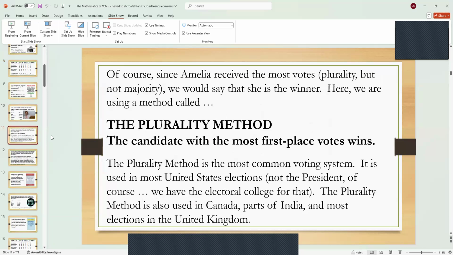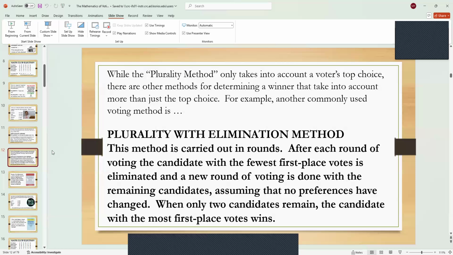So let's talk about some other methods. There's another method we're going to talk about called plurality with elimination. Plurality with elimination takes into account not just the top choice, but the whole ranking. And this method is carried out in rounds. After each round of voting, the candidate with the fewest first place votes gets eliminated. And then we have a new round of voting with the remaining candidates, assuming no preferences have changed. When only 2 candidates remain, the candidate with the most first place votes wins.